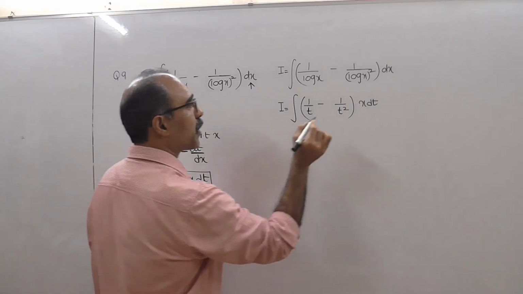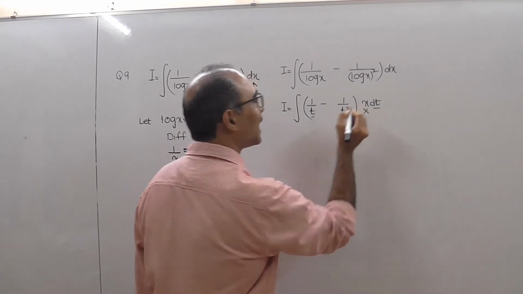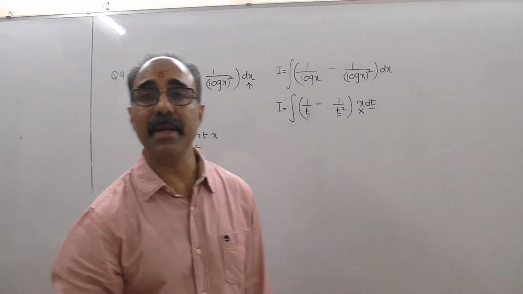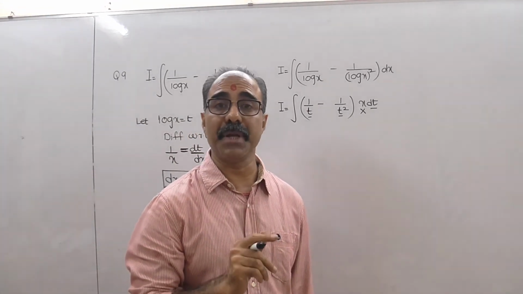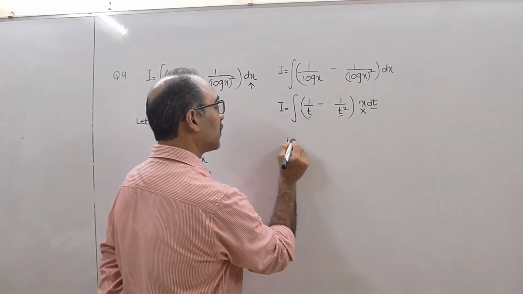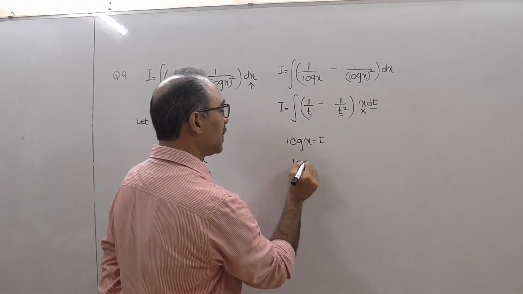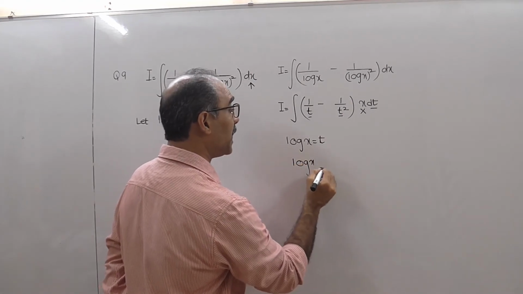Clear? Now the problem is that if I have t and dt, this x is wrong, because if I have dt, everything should be in terms of t. So you have to eliminate this x. So it's a very good sum. We know that log x equal to t. Log x equal to t means log of x to the base e is t.